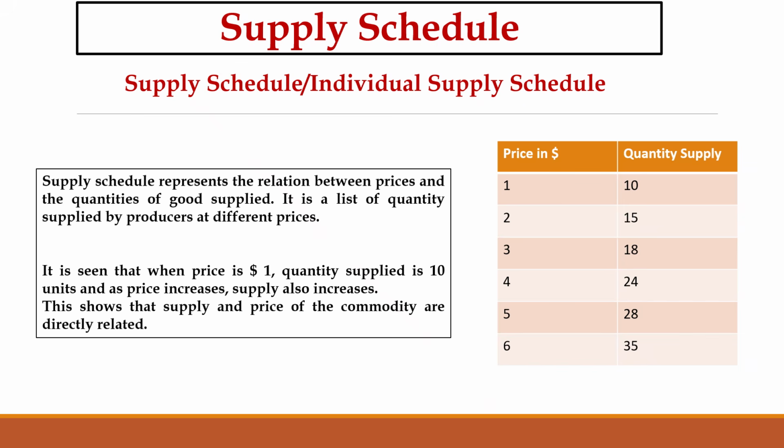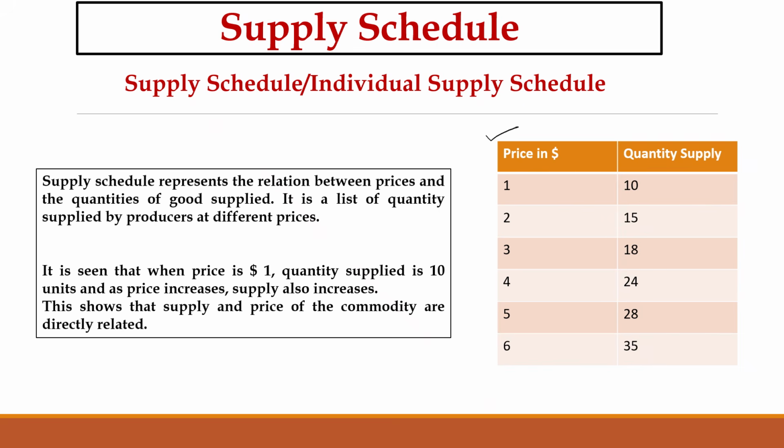And then we will move on to the law of supply. The supply schedule is nothing but a table. This table is called the supply schedule. First, we are discussing the individual supply schedule. Individual means a single seller, a single supplier.